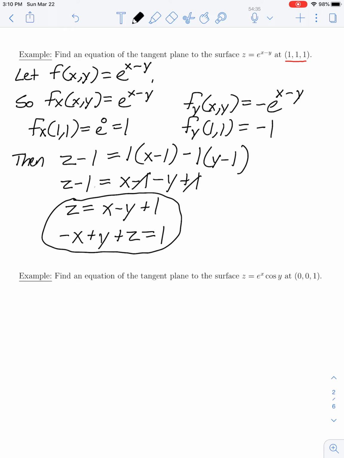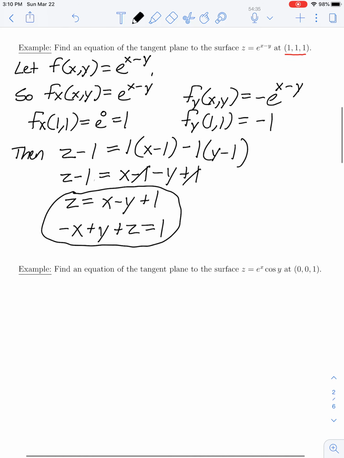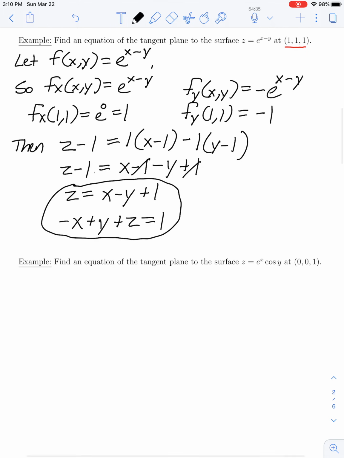All right, so in our next example, we have a very similar problem. Find the equation of a tangent plane to the following surface at the point 0, 0, 1. So again, let's start by giving this function which defines our surface a name. Here, f of x, y will be defined as e to the x cosine of y.